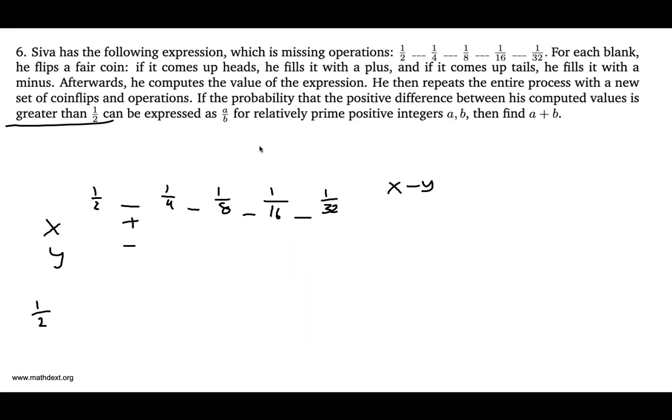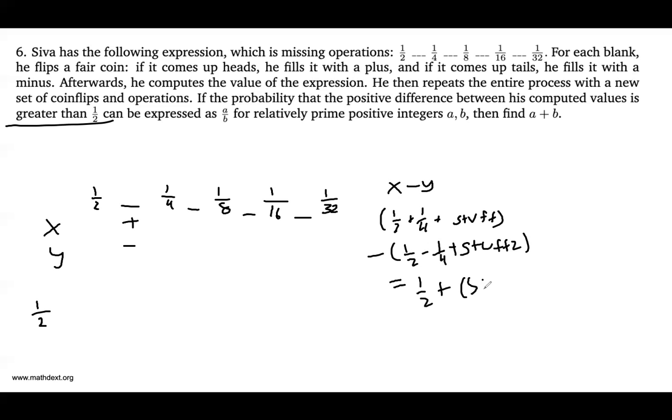So what do we really see is that if you take x minus y, and x is 1/2 plus 1/4 plus stuff, and y is 1/2 minus 1/4 plus stuff two, different stuffs. This is going to be equal to 1/2 minus 1/2 plus 1/4 minus negative 1/4. So this is a half plus stuff minus stuff two.